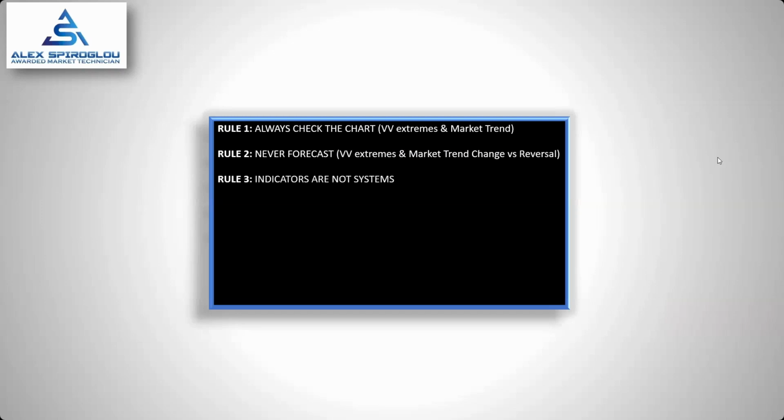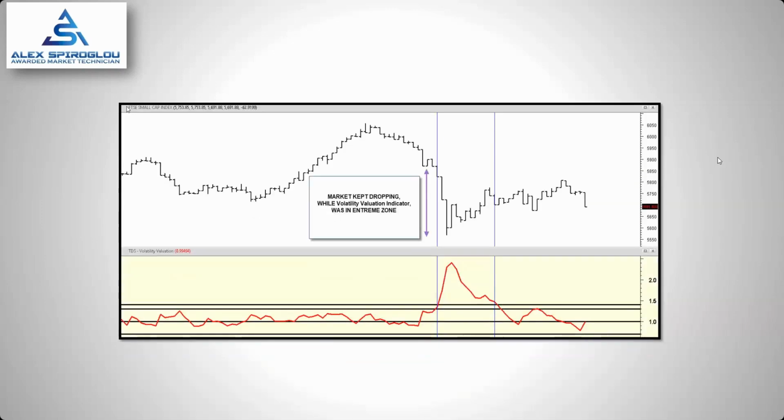Indicators are, again, as I mentioned, not systems. So here's an example: the market kept dropping, and volatility valuation went over the extreme, but as the market kept falling, the indicator kept rising. Basically volatility got more and more extreme. So it's sort of like momentum. You can have a lot of momentum, but it's not a timing tool. It's a setup tool. Don't fall in love with it in the wrong way.